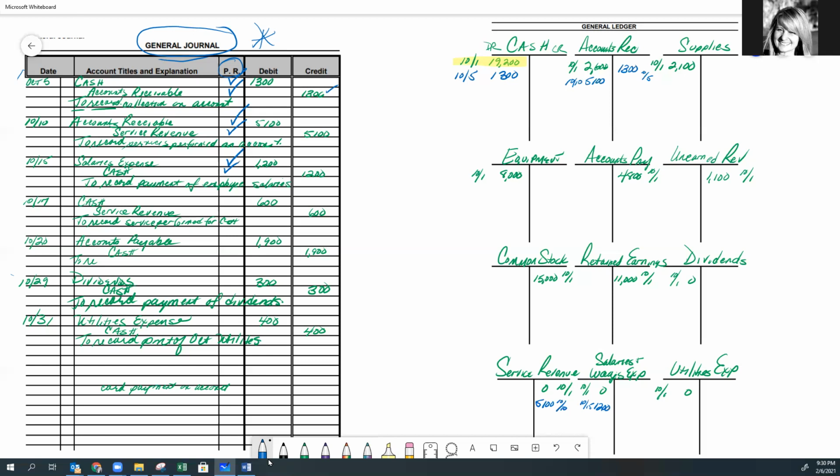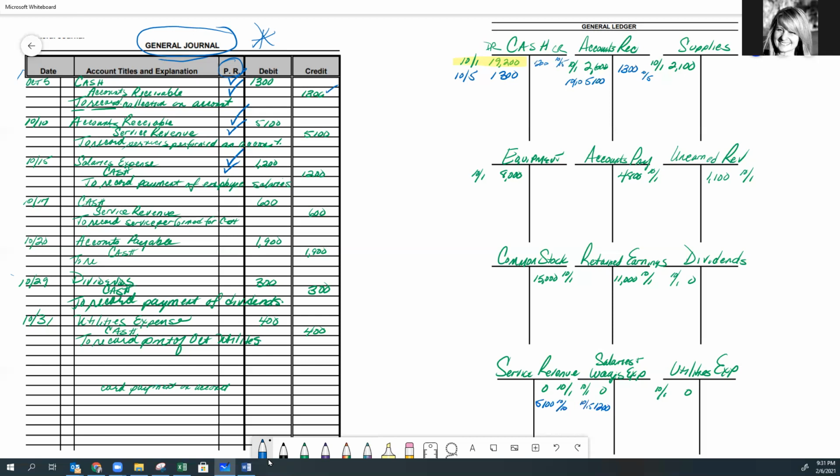So let's come up here to our cash account. That is what I'll do. I'll put it up here. We'll try and squeeze it in. All right, so that is 1,200, and that was dated 10/15.